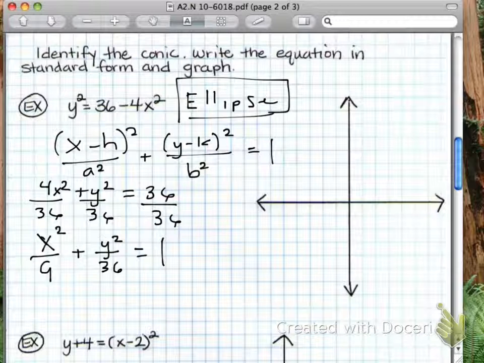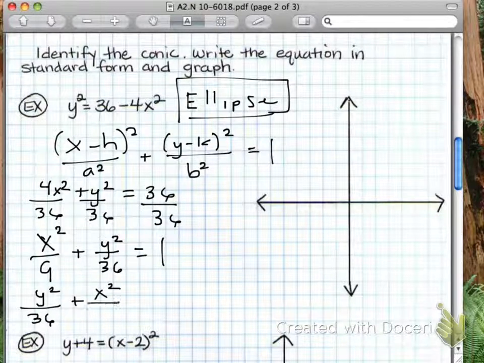I can arrange it so y squared is first. You're saying that 36 needs to be the first one? Because the a squared has to be bigger. So what is my a squared? 36. Mathematically it doesn't matter because of the plus, I can rewrite it in any order I want. But based on our chart and the proper form, I want to put y squared over 36 first because it helps me remember that this is my a squared and this is my b squared.